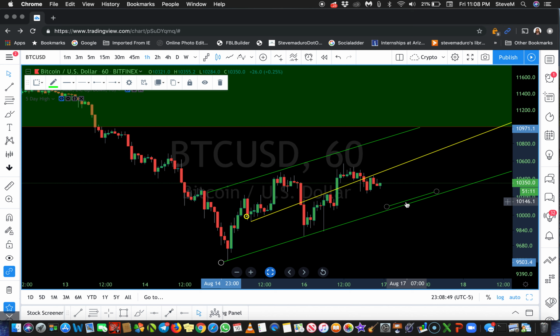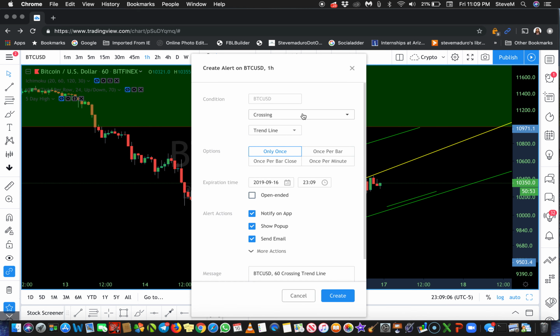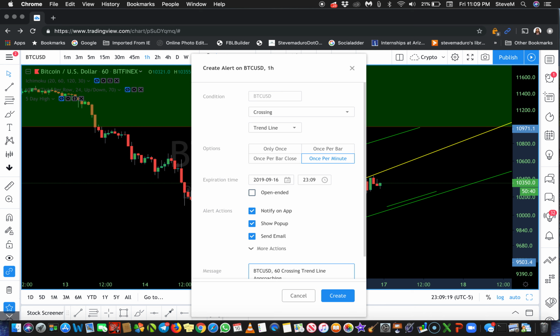So then once my alert is here, I can either make sure my buy limit is correct, or my buy stop, whatever I've set up, make sure it's correct and ready to go. So this is where I'm actually going to set up my alarm. I want to know when it crosses, and I want to know once per minute, and I'm going to label this. And right here, I will usually say approaching, whatever you want to do, approaching buy limit.